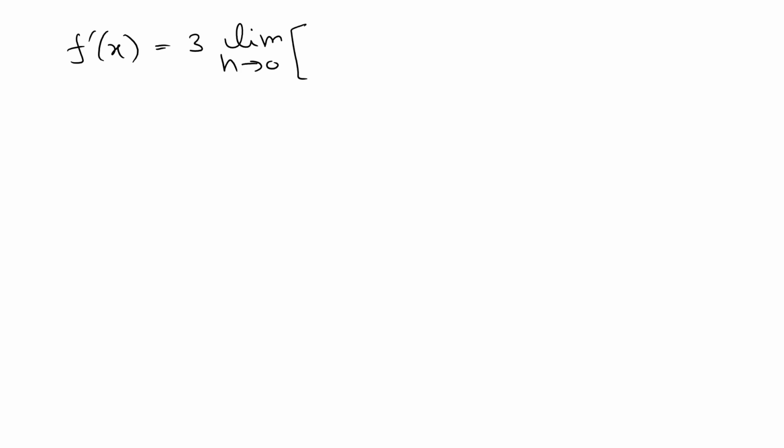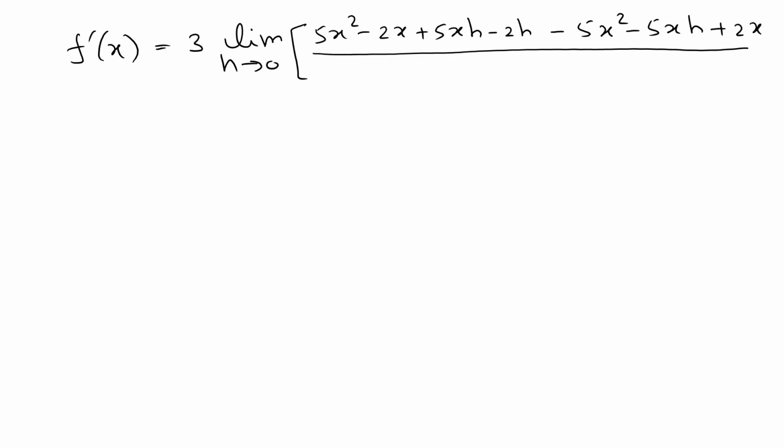If you distribute, what you get is 5x squared minus 2x plus 5 times xh and then minus 2h. That's what you get in the first one. From the second one, you're going to get 5x squared minus 5xh and then plus 2x, and then divided by the product. So we leave the product as it is. We don't distribute this. We just leave it like that. You will see the benefit later in the last step. And this one is 5x minus 2.